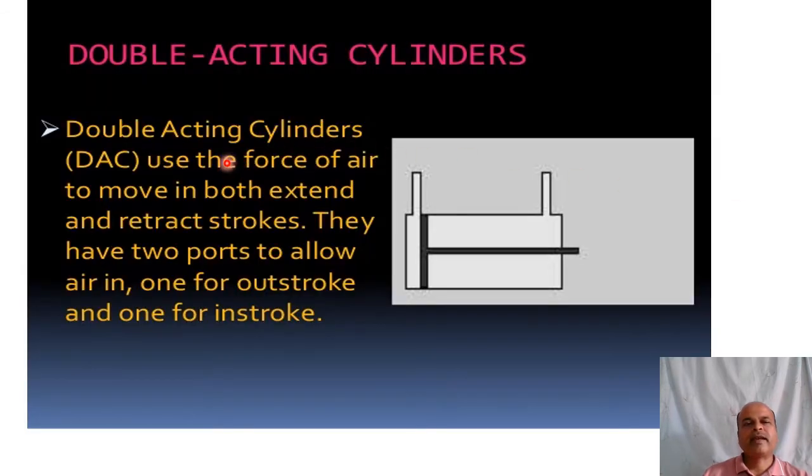In this double acting cylinder, it uses the force of air to move in both extend and retract strokes. They have two ports to allow air, one for the outstroke and one for the instroke.